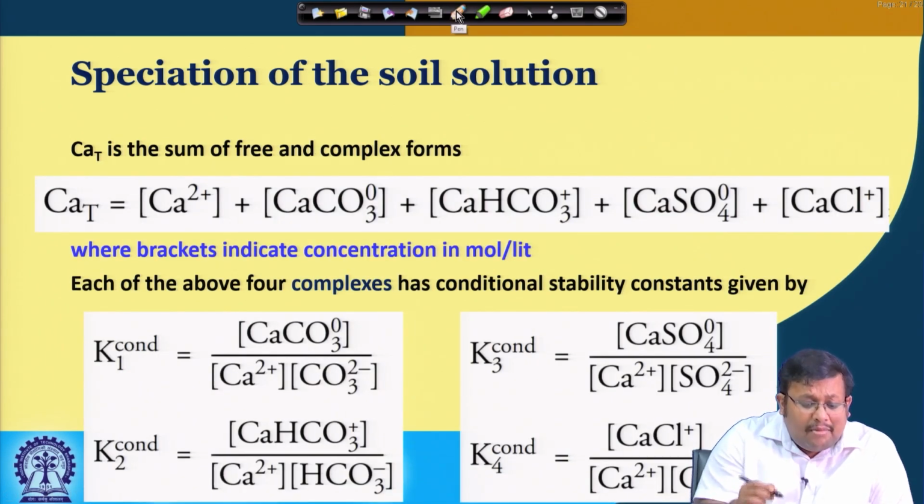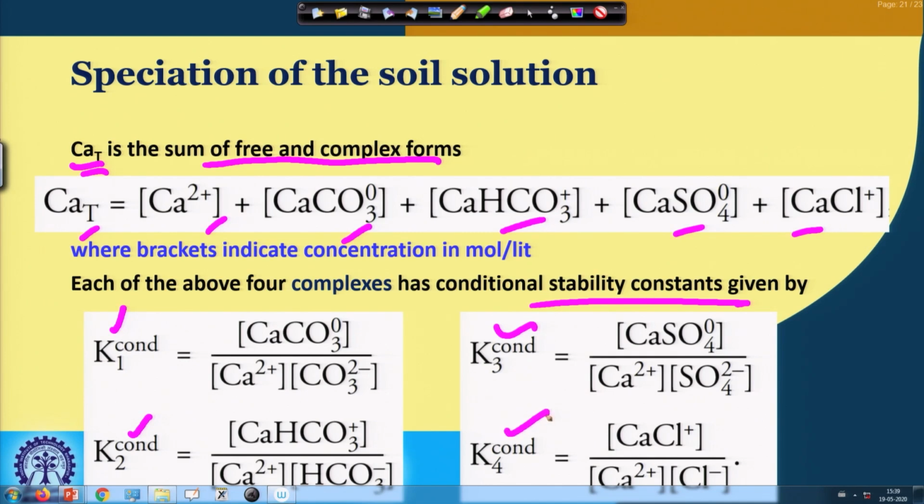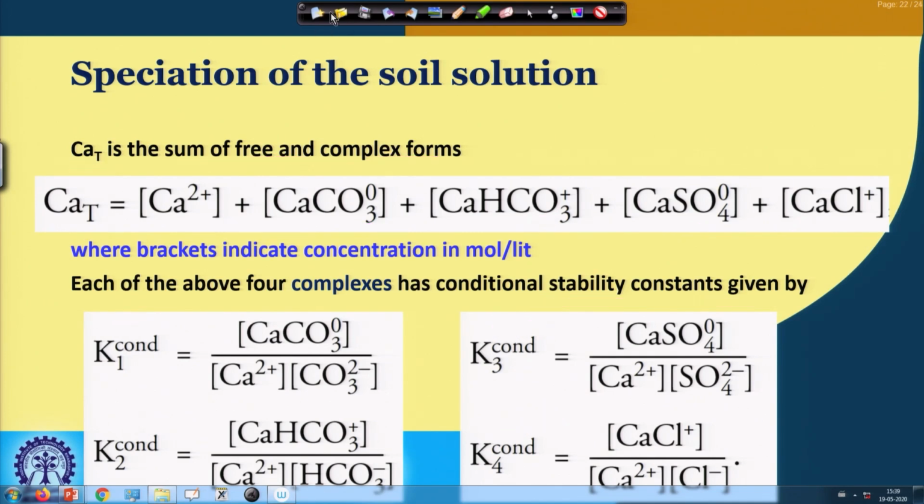so the sum of all the complex forms, if we consider CaT is the sum of free and complex forms, then we can express this through this equation, where CaT equals the free calcium plus the complex form concentrations, where brackets indicate the concentration in mole per liter. Each of these 4 complexes has a conditional stability constant given by K1 condition, K2 condition, K3 condition, K4 condition. We already know this from our discussion of soil organic matter.